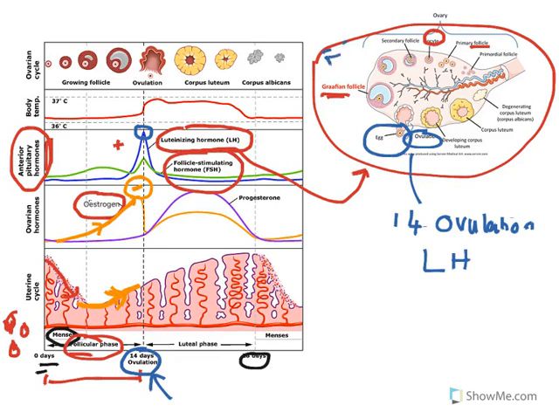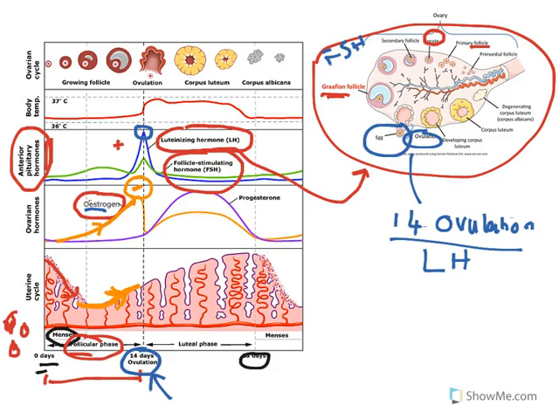So we had FSH up here, we had the estrogen over here, repairing the lining, stopping the FSH from being produced, and then causing the LH to be produced. And then the LH causes the ovulation.